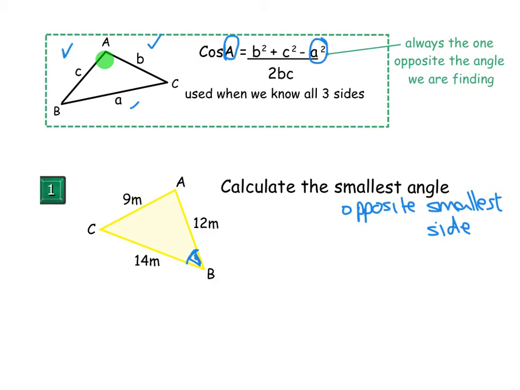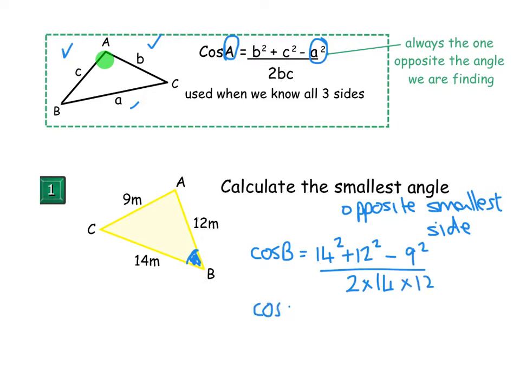Okay, so as I said, I'm not going to try to change the letters around because it can get a bit confusing. But because I'm finding angle B, it's going to be take away 9 in my formula. So let's go to the formula. So we've got cos B equals the other two sides, so 14 squared plus 12 squared minus 9 squared, all over 2 times, it's B and C again repeated, so 2 times whatever you've written for your first two numbers up the top. So 2 times 14 times 12.